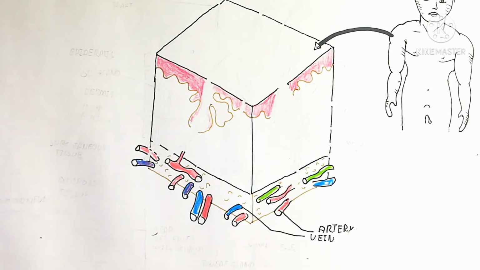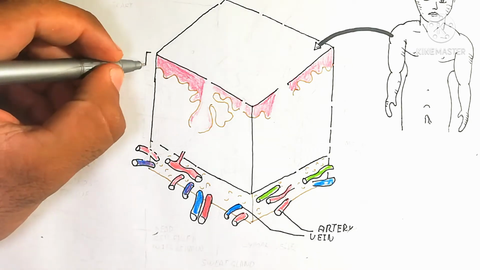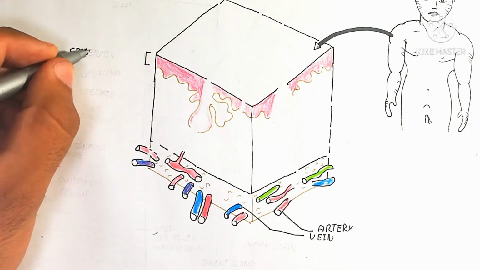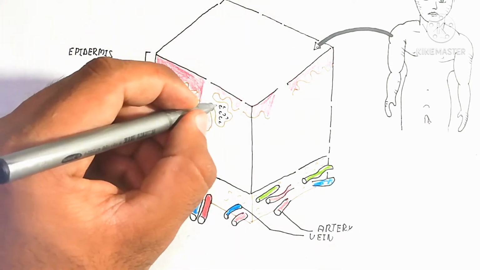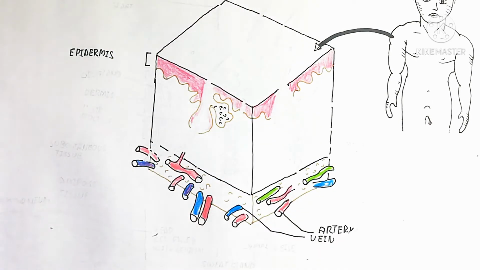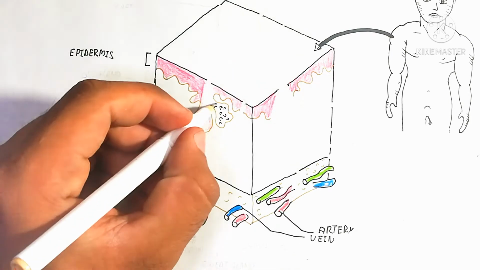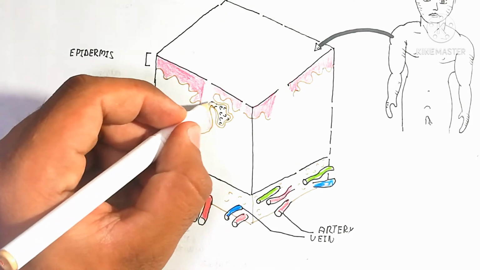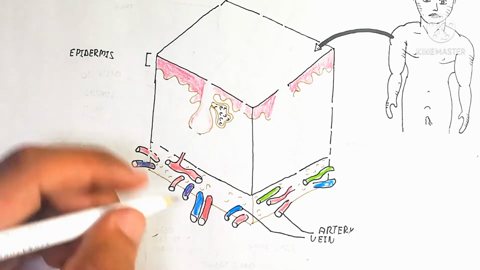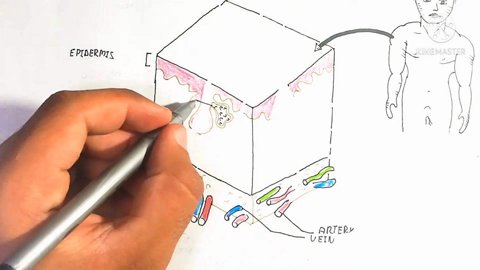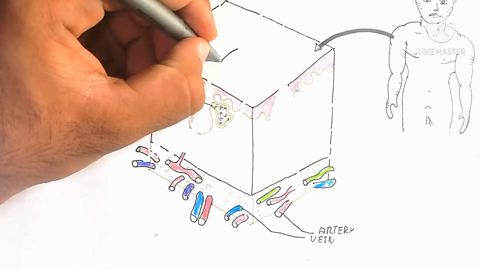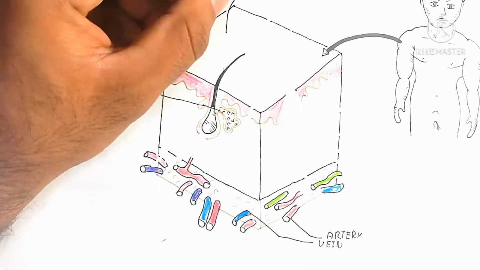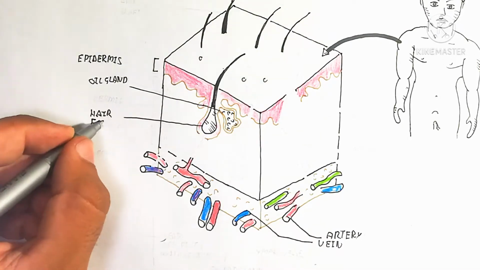Here is the structure that looks like this. It is known as the epidermis because it is above the dermis. The epidermis has many functions and is used as a barrier immunity, which we will discuss. Here the hair follicle is present inside.